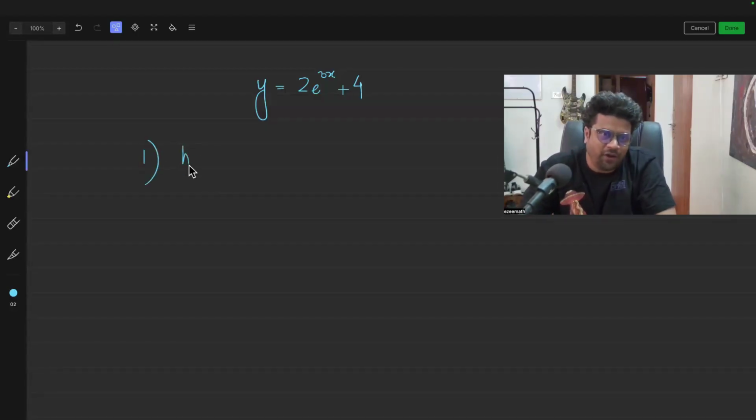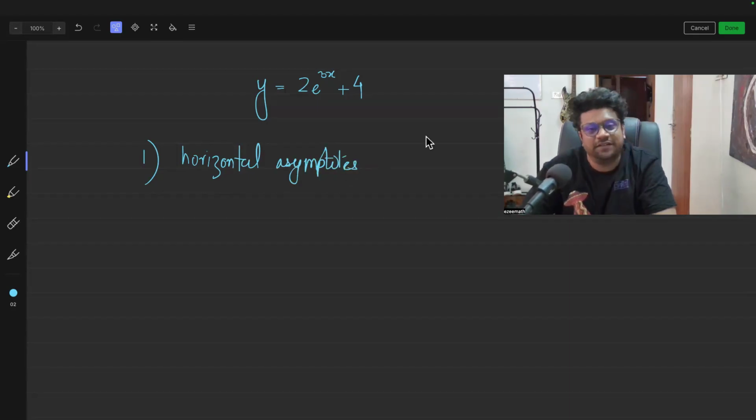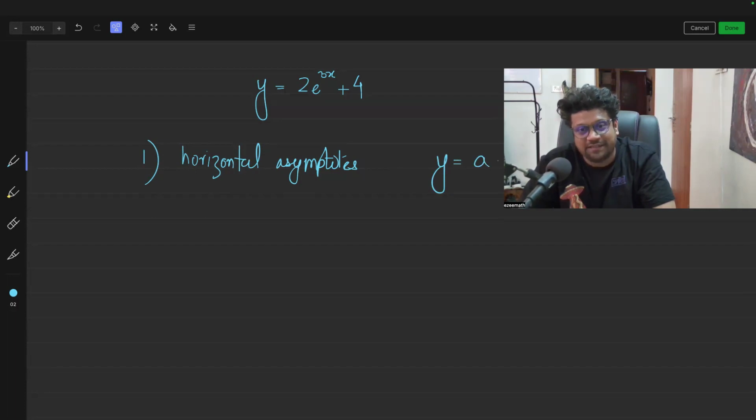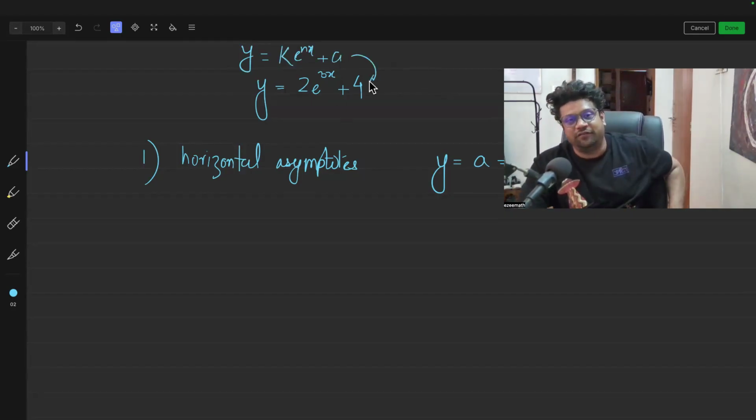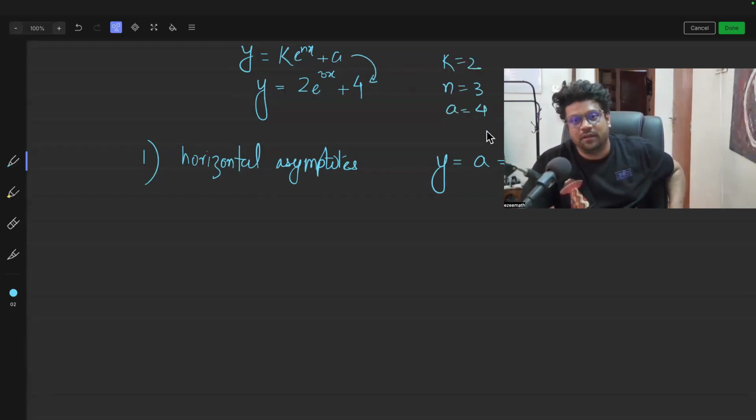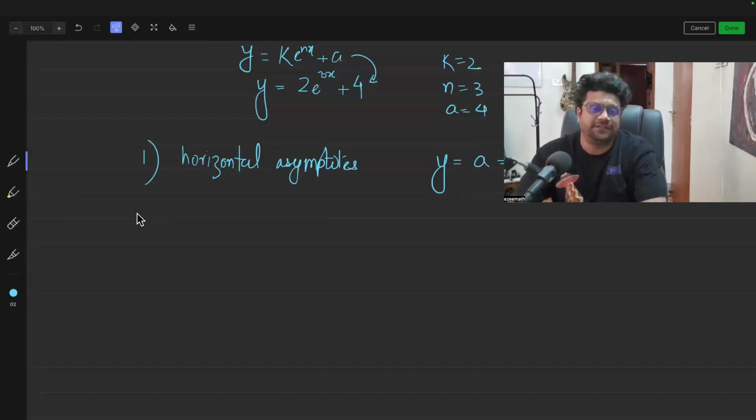It's about the horizontal asymptotes of exponential curves. It's always supposed to be at y equal to a. In this case, it's y equal to 4, when it is k e to the power of nx plus a. There it is. A is a 4 for us. K is a 2 for us. N is a 3 for us. Y equal to 4.